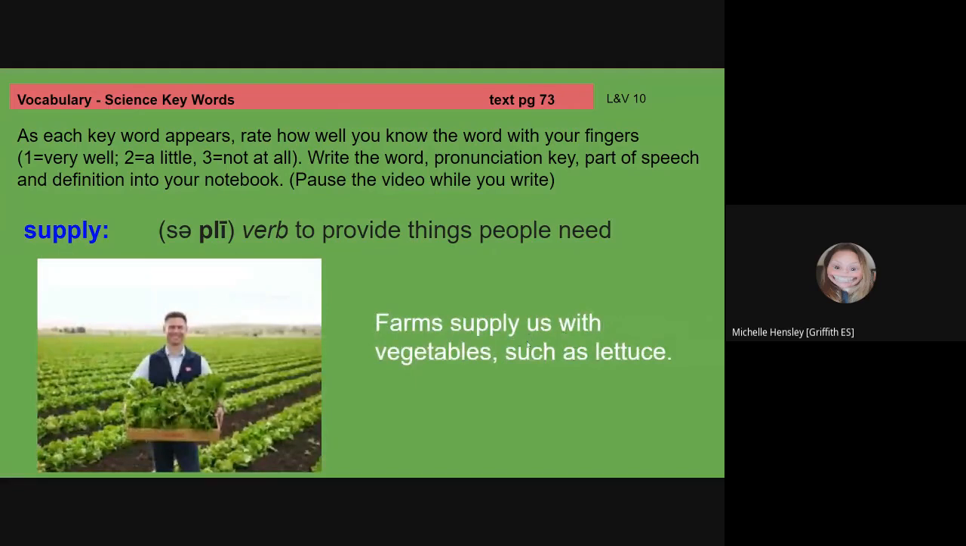So farms supply us with vegetables, such as lettuce, right? Supply, they're doing an action, right? Farms supply us with vegetables such as lettuce. All right, that's our last word for today.